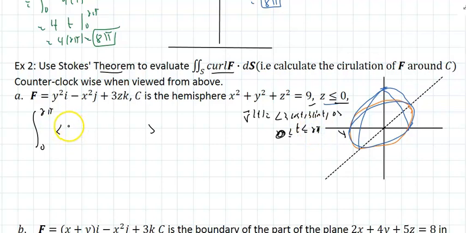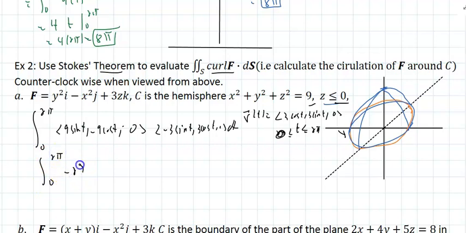So I could say this is 9 sine of t, negative 9 cosine of t, and 9, no, that's 3 times 0. That's 0. Dotted with r prime, negative 3 sine of t, 3 cosine of t, and a 0 dt. That would be the integral from 0 to 2 pi of negative 27 sine squared of t minus 27 cosine squared of t dt, and you could proceed.